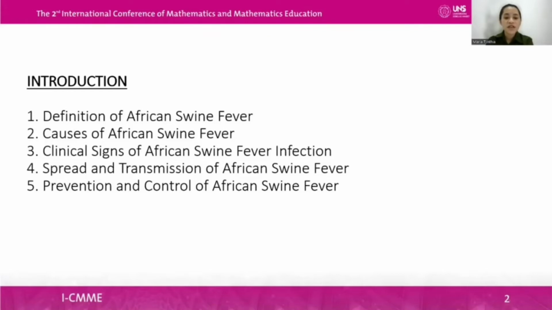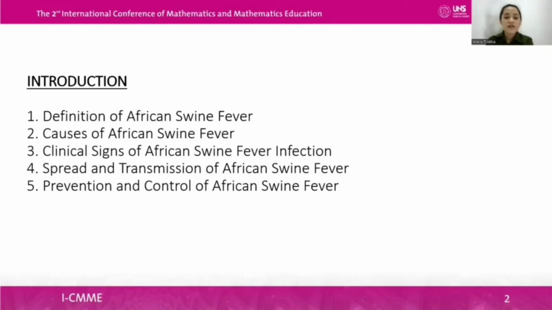Spread and transmission of African swine fever. ASF disease can be transmitted through contact with a sick pig, through the blood, body fluids, and tissues of an infected pig, because it contains a high concentration of the virus. Transmission can also occur through equipment, feed, and beverages contaminated with the virus. In addition, contagion can also occur through the bite of a tick that acts as a biological vector of the ASF virus.